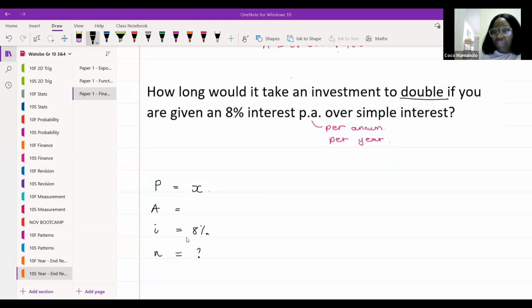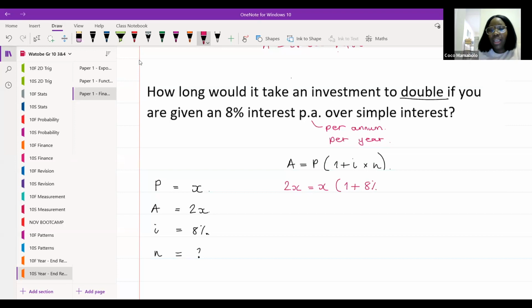So at the end, we're going to have double the amount. So what would our A value then be if we want double the amount? Not squared, Rulani, correct, Funzo. We would have 2x. 2x would be double the investment that we have. So we know that it's over simple interest. So we can use the simple interest formula. A is equal to P, open brackets, 1 plus i, multiplied by n, not to the power of n, times n, right? So what we can then do is substitute into the formula. We're going to get 2x is equal to x, open brackets, 1 plus 8% times n.